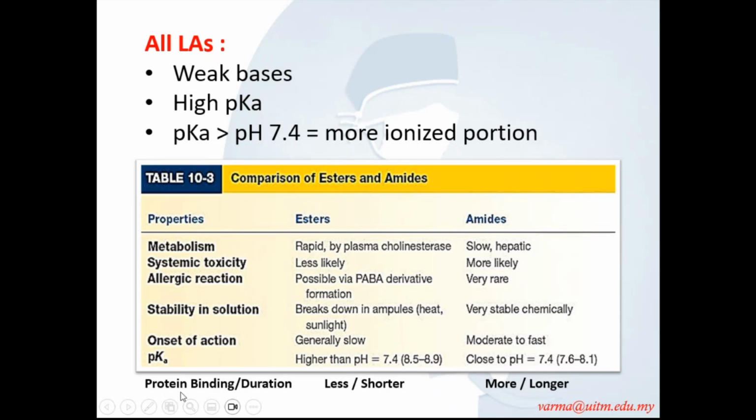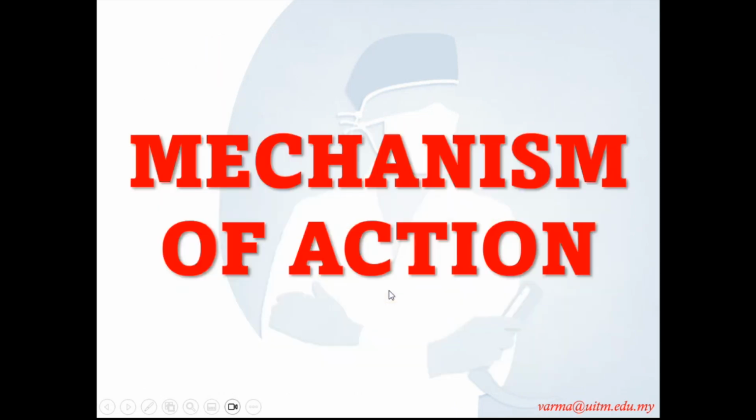And another one, protein binding, which is closely related to their duration of action. For esters, their protein binding is less, that's why their action is shorter. Whereas for amides, their protein binding is generally more, so their action is longer. Okay, these are the salient points that you have to write. Next, we come to mechanism of action.